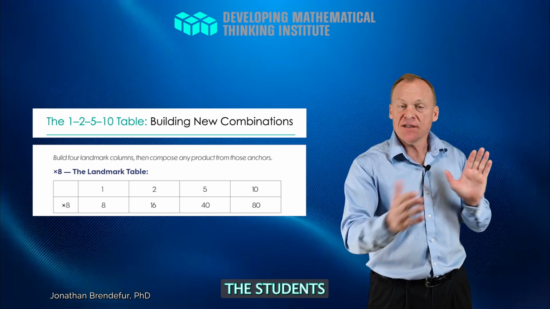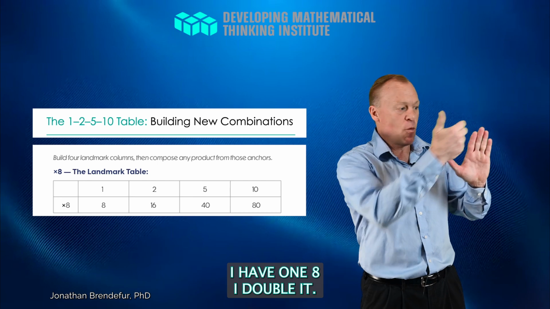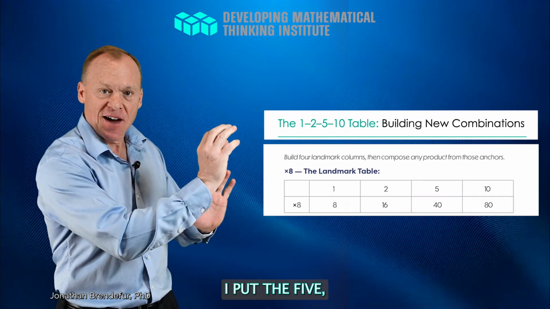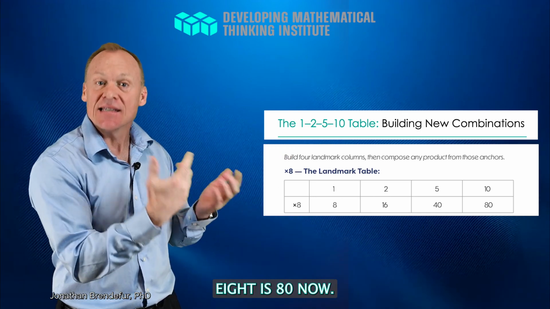So we're going to have the students first build a 1, 2, 5, 10 table. So how I tend to do it is I say I have 1 eight, I double it, so 2 eights is 16. I put the 5, I hold it for a sec, I go to the 10. So 10 times 8 is 80.